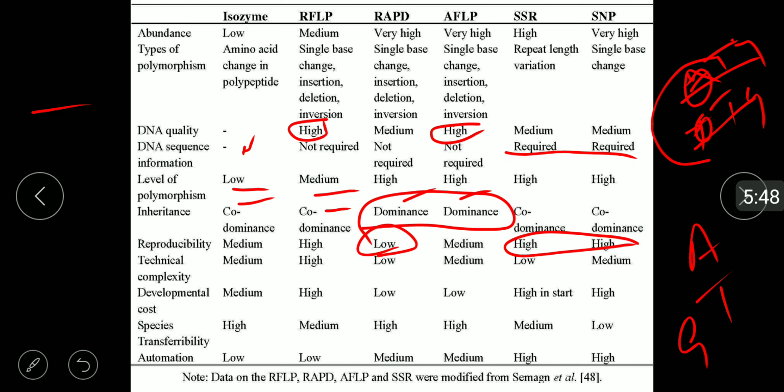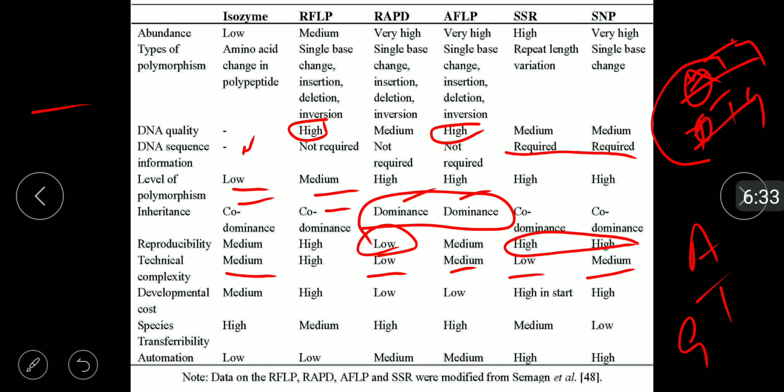Coming to technical complexity, isozymes have medium complexity, and RFLP is high because we use radioactive substances, and it requires a longer, more complex procedure. So it is very high complexity. Technical know-how is needed, a highly skilled person must be there, and it consumes more time. The others are low or medium.